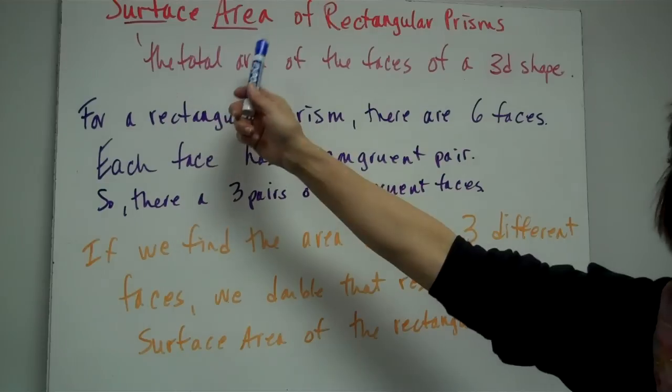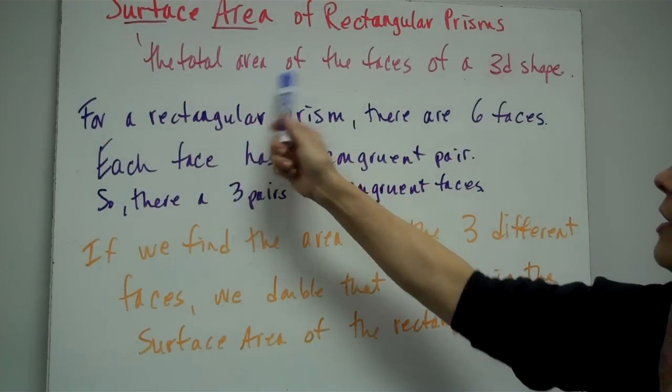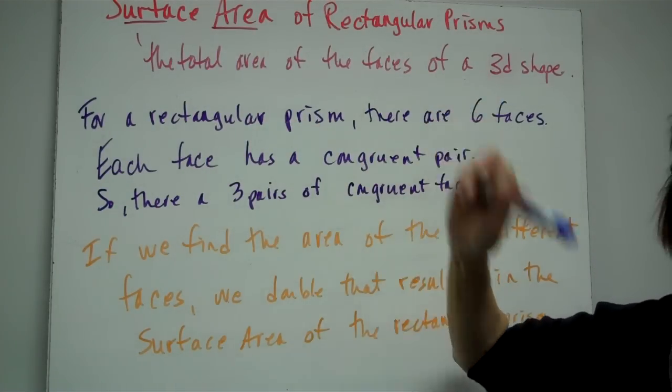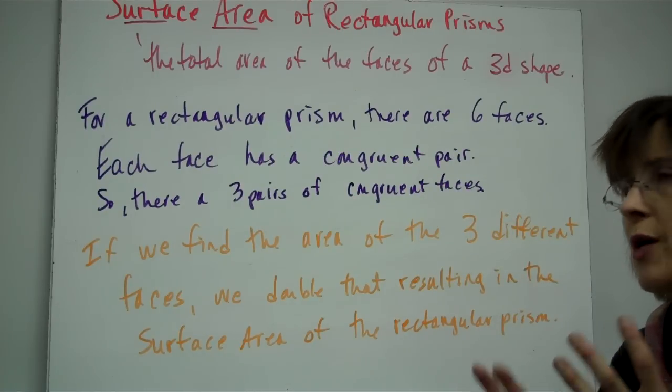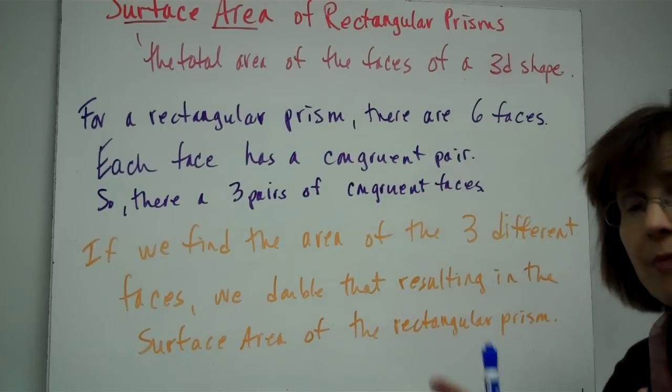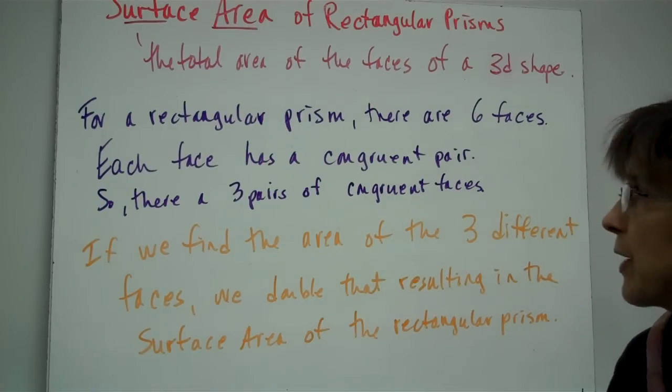All right, surface area in general is the total area of the faces of a 3D shape. So if you're going to cover it with wrapping paper, which you do all the time around Christmas time, or you maybe paint the outside of something, that's all surface area of a shape, okay?